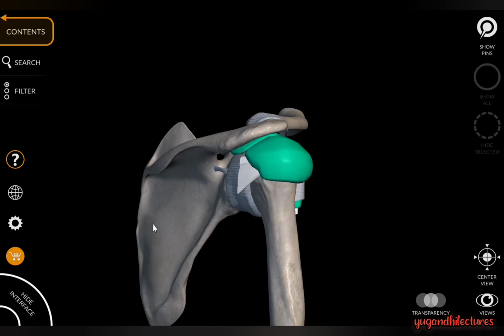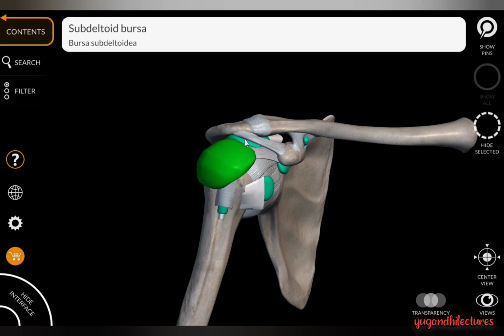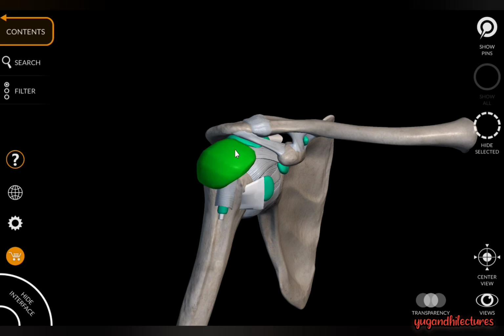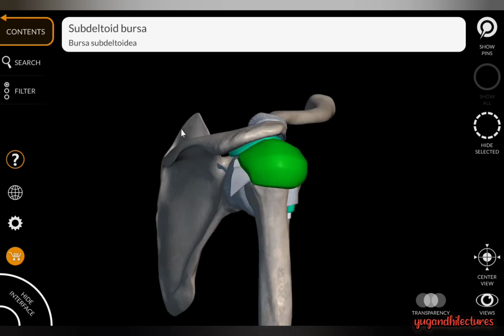Another important thing I would like to mention is the importance of the subacromial and subdeltoid bursa. They are continuous with each other, both the subacromial and the subdeltoid bursa. So together they are called the subacromial bursa. But what is their clinical importance?